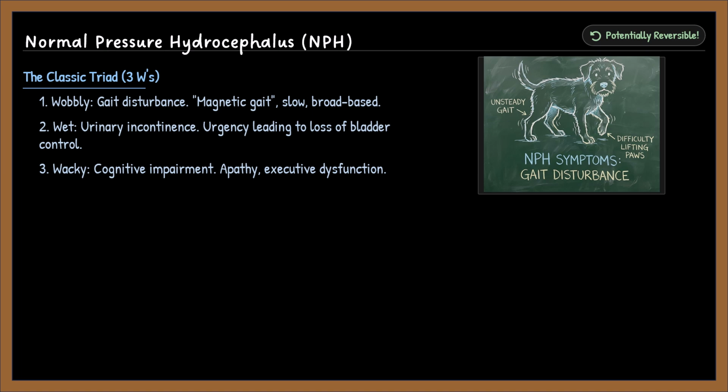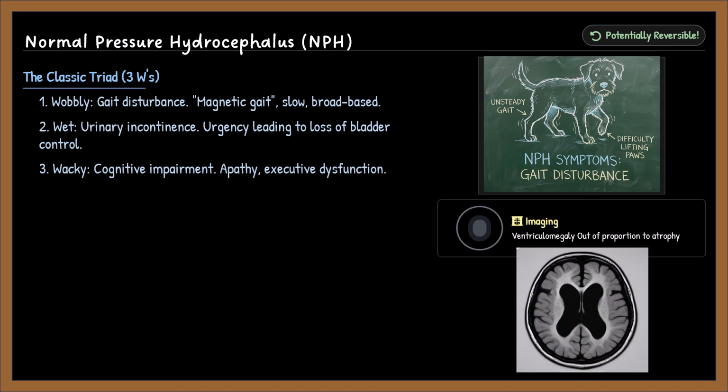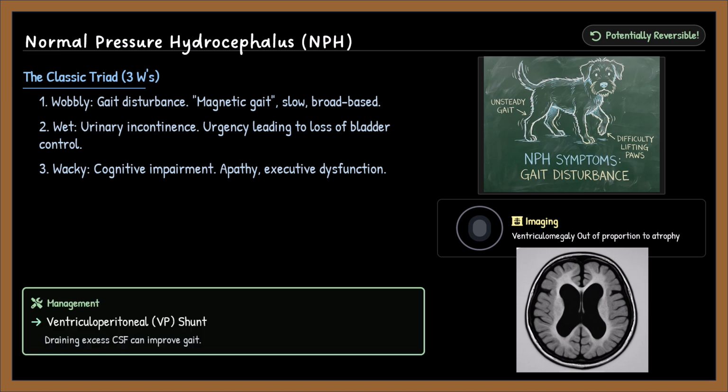You do need to know what this looks like on imaging. So for imaging, there's going to be ventriculomegaly out of proportion to atrophy. You can see how huge these ventricles are here. That is a key sign that this is NPH. So how do we treat this? Because we actually can treat this. We can use a VP shunt. And the VP shunt will lead to draining excess CSF to improve the person's gait.